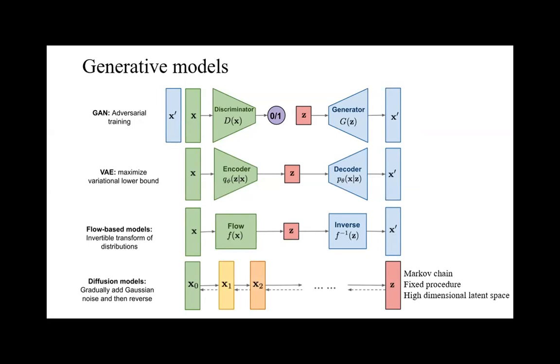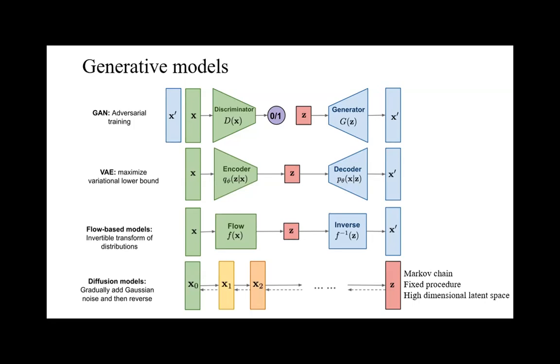GANs start from the latent space. Autoencoders and flow-based models first encode, and then they create a latent space with a different resolution. But what happens in diffusion models? The latent space has the same dimension as the input. This is something very important.